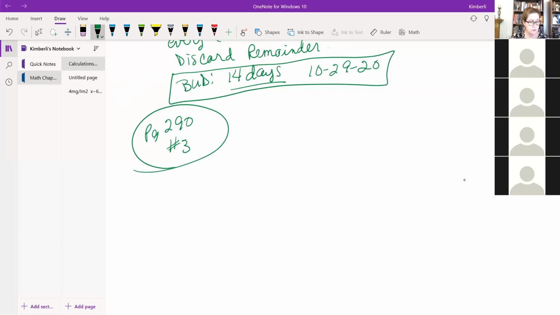It says a physician prescribes, okay, tell you what, let's do number 4 instead. No, let's do number 3. I like 3. A physician prescribes nitrofurantoin. Nitrofurantoin is also known as Macrobid or Macrodantin, the brand names for that. It's been around a really long time.